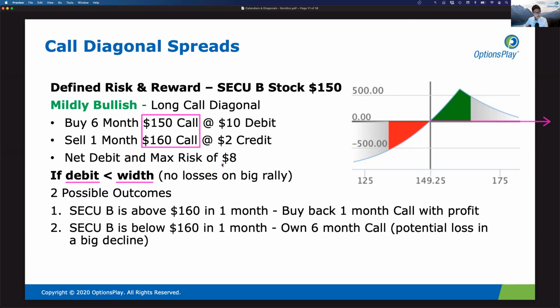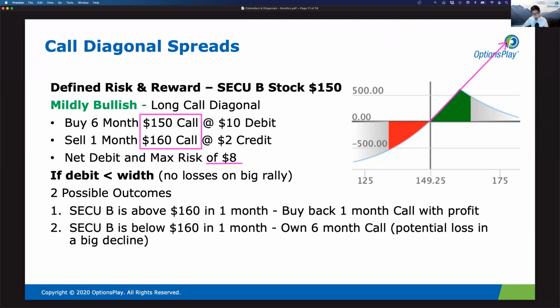However, if let's say I paid 12 crowns for a $10 wide diagonal spread, then this will actually start to see losses if the stock rallies significantly. So this is something to consider: when you're trading diagonal spreads, you generally want to trade ones where the debit that you pay is less than the width between the 2 strikes. Because if you pay less than the width between the 2 strikes, even if you're wrong on the short-term mildly bullish view, even if the stock all of a sudden just starts to take off, you're not going to see any losses to the downside.